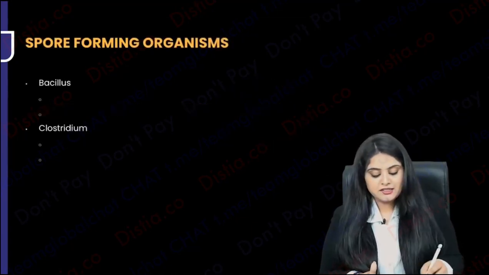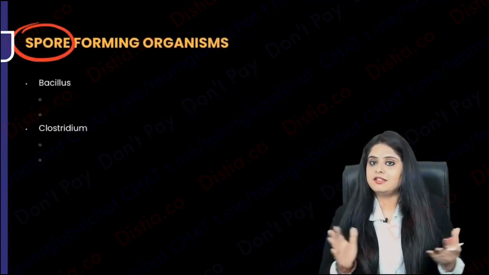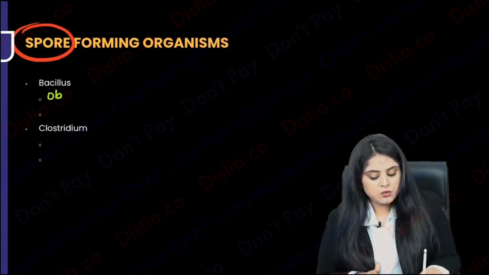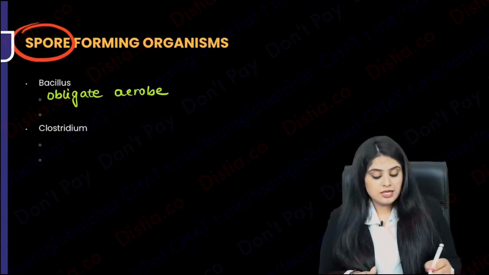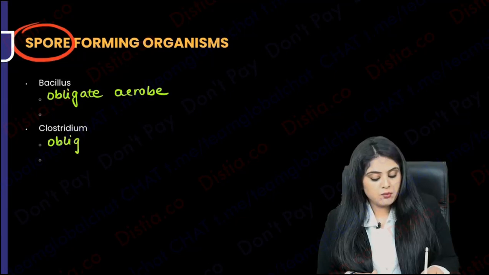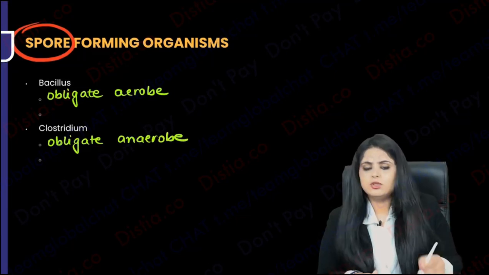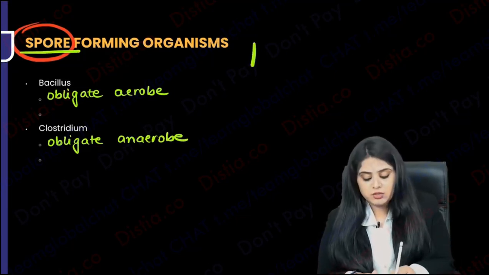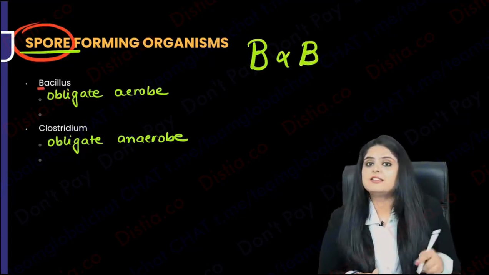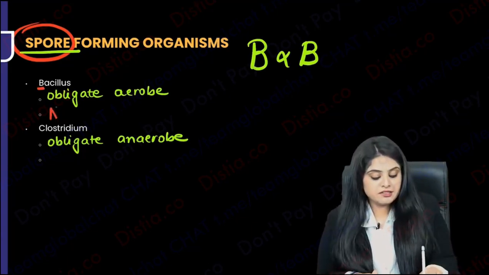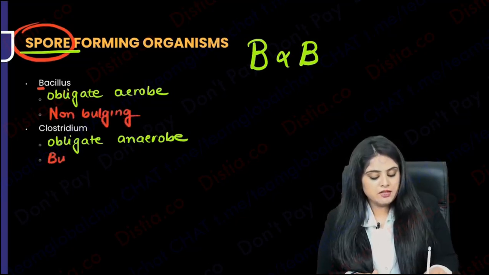Now please remember, when I said spore-forming organisms, Bacillus and Clostridium, one of them is said to be an obligate aerobe. So remember, Bacillus is an obligate aerobe. It is going to work on oxygen, and Clostridium is going to be an obligate anaerobe, right? Second point that you need to know is, both of them have spores, but they ask you which has bulging and which has non-bulging spores. So remember, B is not for B. Bacillus has non-bulging spores. Whereas on the other hand, Clostridium is going to have bulging spores.